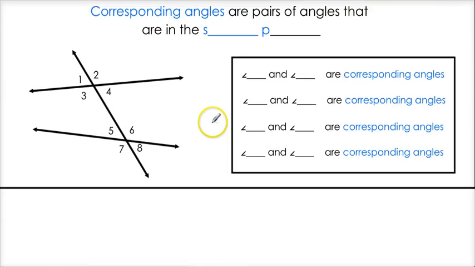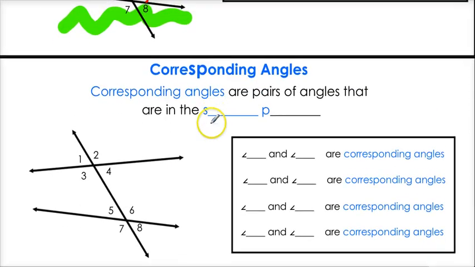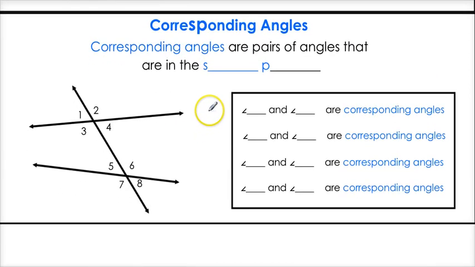And then finally, the one that's not in the name is called corresponding angles. And this is by far the hardest one to do. So pay attention very carefully. Corresponding angles are a pair of angles that are in the same position. And that's why I capitalized the SP in corresponding, because SP for me reminds you of same position. And what I mean is this, by same position.